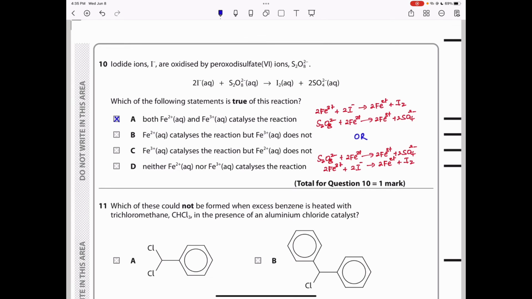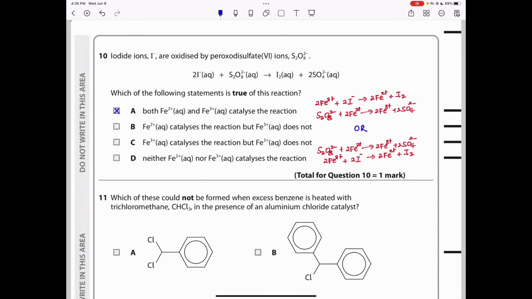Question 10 says, iodide ions are oxidized by peroxodisulfate S2O8 2- ions. Which of the following statements is true of this reaction? Both iron(II) and iron(III) ions catalyze the reaction. This is simple. This equation is really simple.